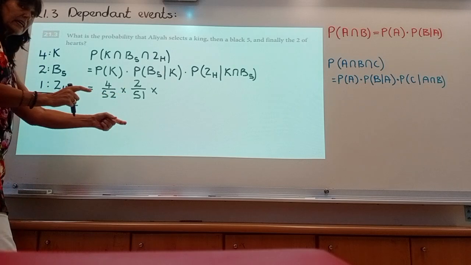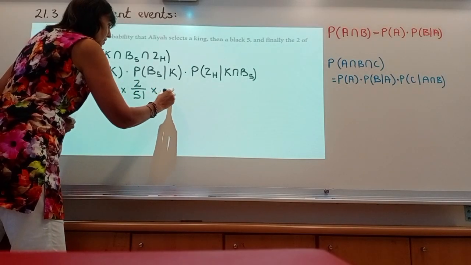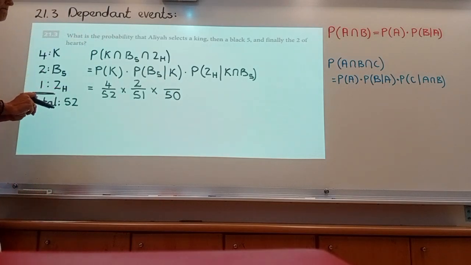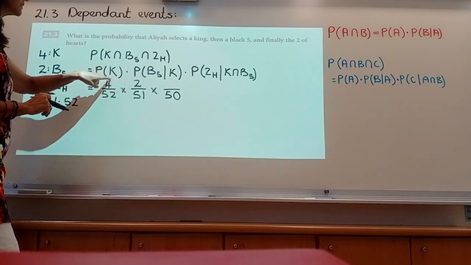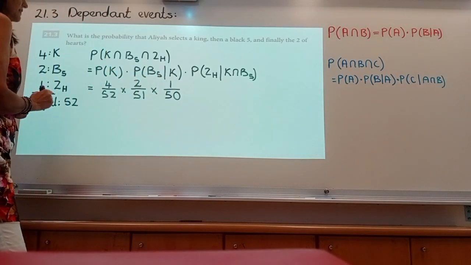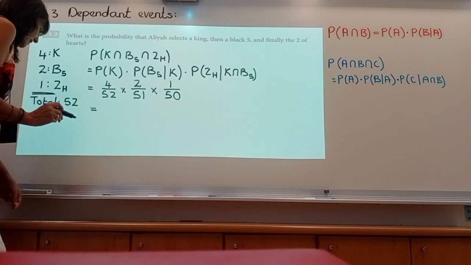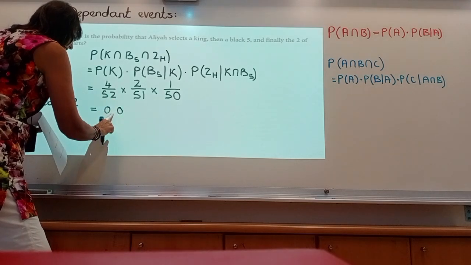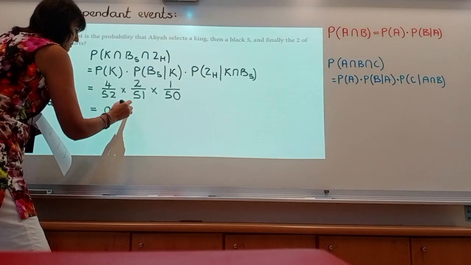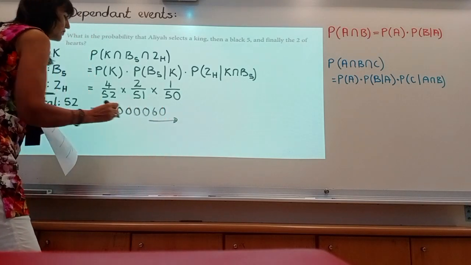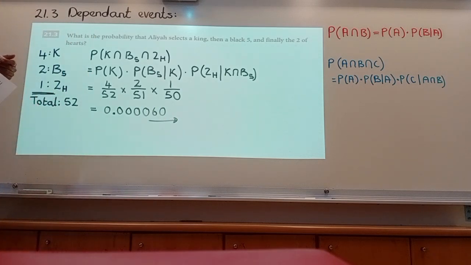Lastly, now I've taken out 2 cards already, so there's only 50 cards left in the deck. What is the chance of getting a 2 of hearts if the previous rounds were a king and a black 5, so not a 2 of hearts? There's 1 card like that left. And as you've got to know me, I did this on my calculator beforehand, and it is a very small chance: 0.000060.